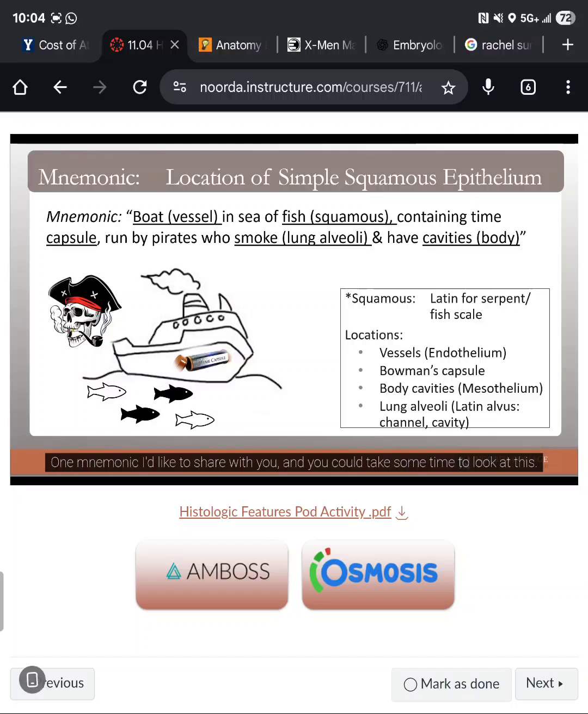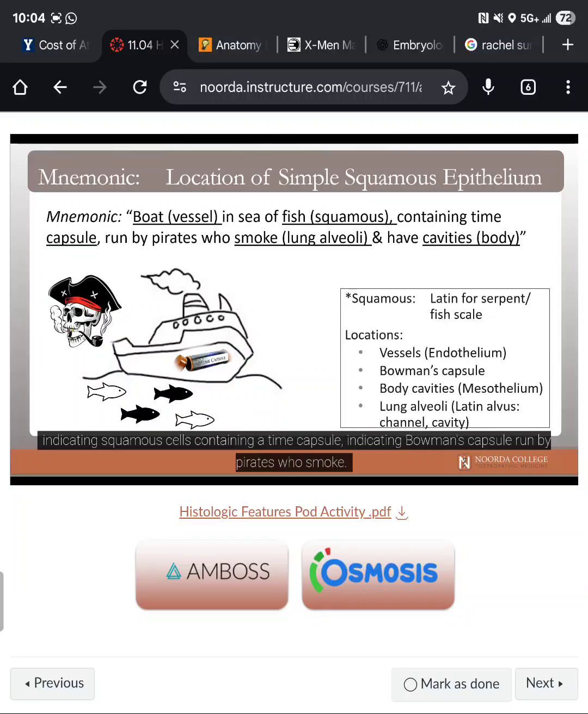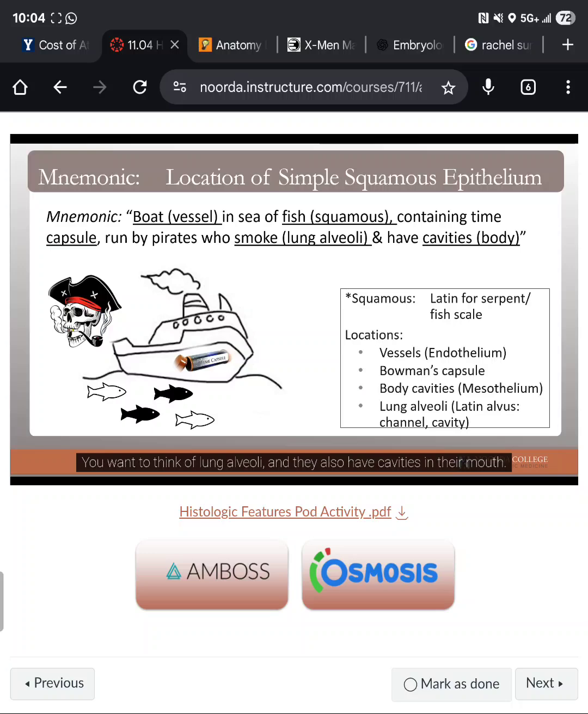One mnemonic I'd like to share with you, and you could take some time to look at this: you think about a boat, that's a vessel, present in a sea of fish, indicating squamous cells, containing a time capsule, indicating Bowman's capsule, run by pirates who smoke. You want to think of lung alveoli, and they also have cavities in their mouth, so you want to think lining of the body cavity.